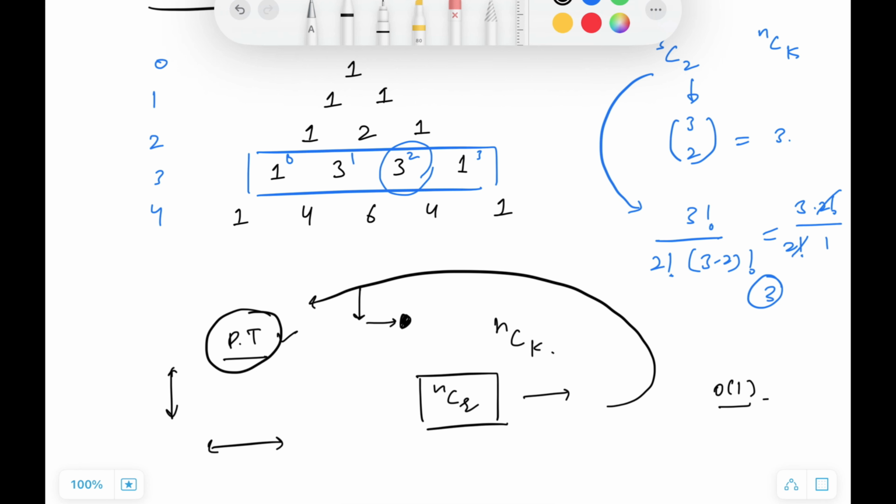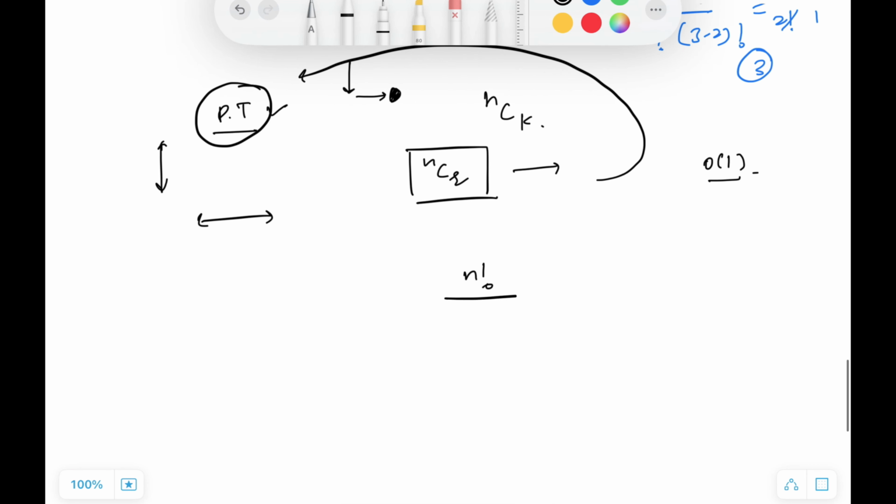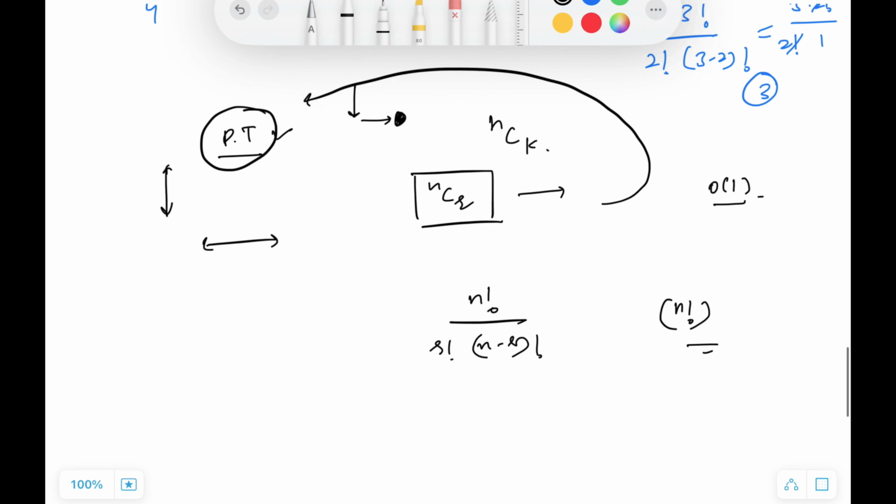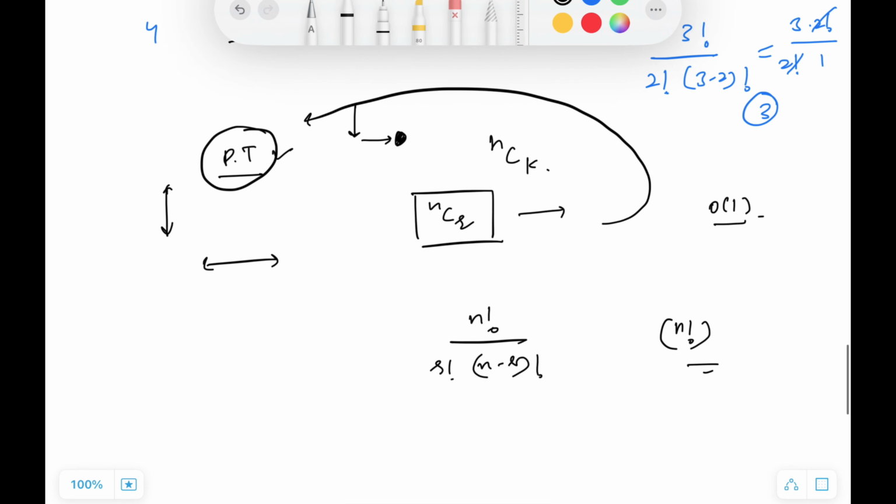But you must be wondering that this formula is also order of one time. No, this formula is n factorial divided by r factorial times n minus r factorial. So factorial is being used. And factorial you already know. The factorial n factorial is not order of one. This is like applying the formula but then figuring out the n factorial. And factorial of n is an order of n time operation.